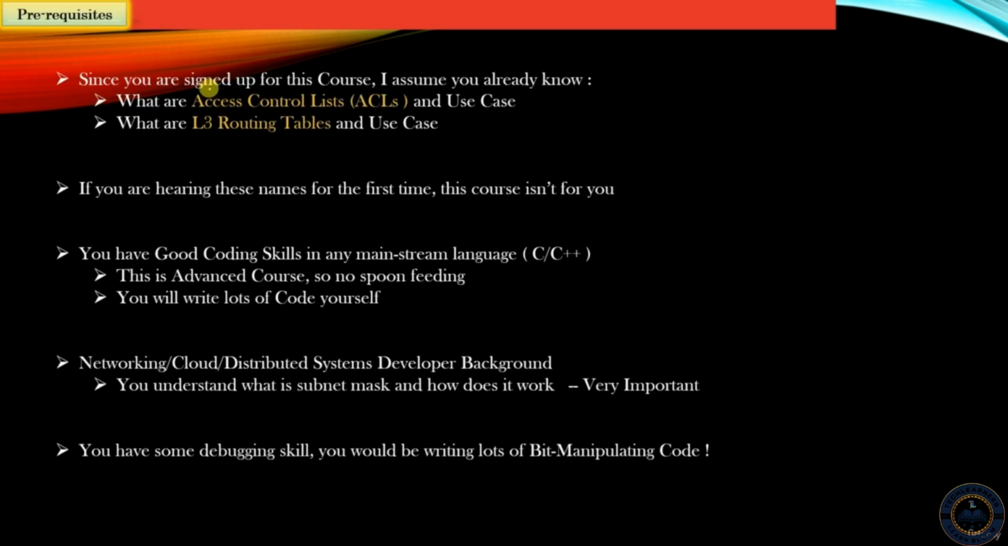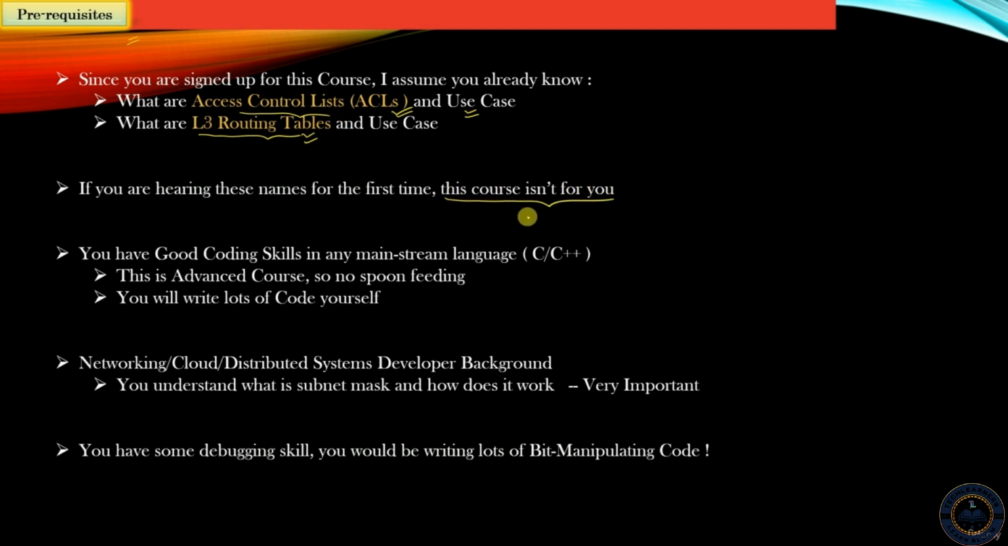Then coming to the discussion of certain prerequisites. Since you are signed up for this course, I assume that you already are aware what are access control lists and what are their use cases. And I expect that you already know what are layer 3 routing tables and what they are used for. If you are hearing these names, that is access control list or L3 routing tables, for the first time, then please excuse this course. This course isn't for you.